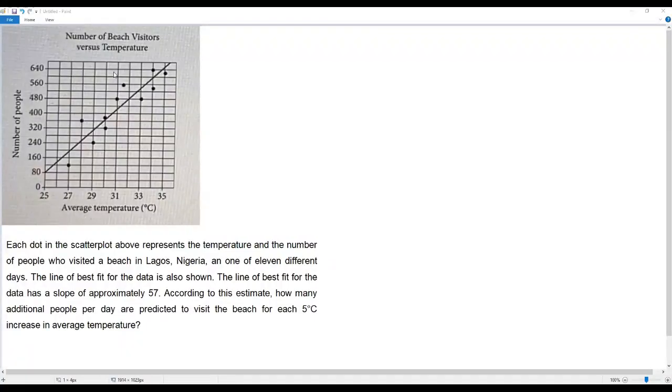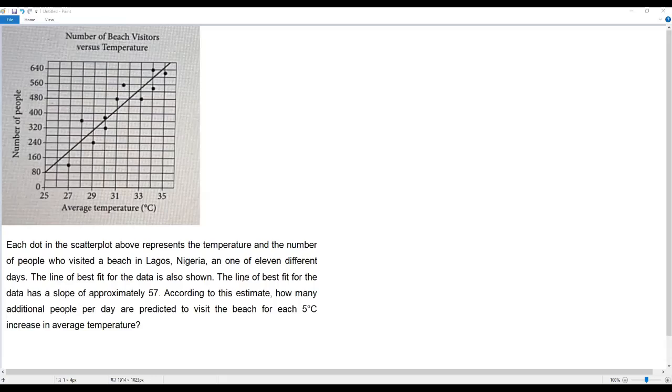Here we have a math question. There is a scatter plot diagram over here, and let's go through the information. Each dot in the scatter plot above represents the temperature and the number of people who visited a beach in Lagos, Nigeria, on one of 11 different days. The line of best fit for the data is also shown.